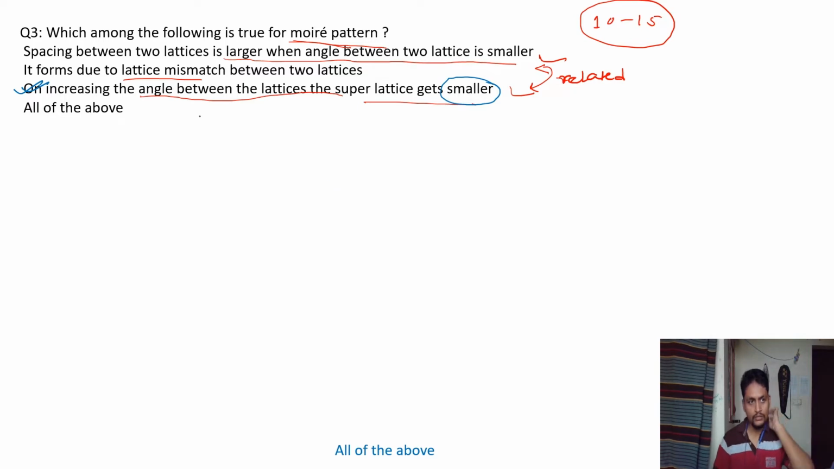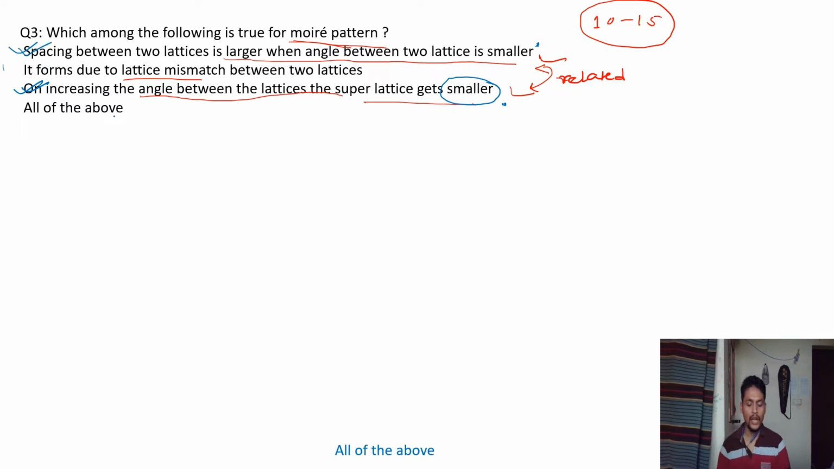Yes, and that means this option is also true, because what is written is that the spacing between two lattices is larger when the angle between the two lattices is smaller. So practically these two points are the same point. Here it is written that when the angle is higher, the lattice gets smaller, and when the lattice is larger, obviously the angle is going to be smaller. So if one is true, the other is obviously going to be true, right?